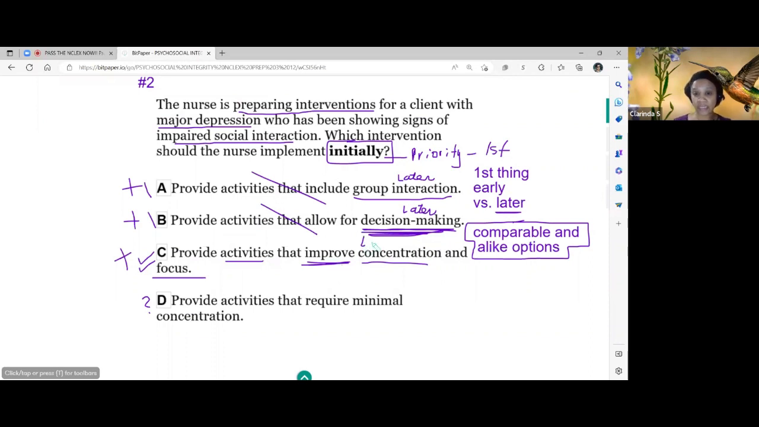So this is a later. If you're looking at comparable and alike, this is later. Minimal concentration is a little bit negative. It's kind of what's going on with the patient, right? That she's not going to have very good concentration. And that is probably the best that we can do initially, because when you're dealing with a lot of these psychosocial disorders, you want to gradually increase whatever positive activity we're trying to get them to do.